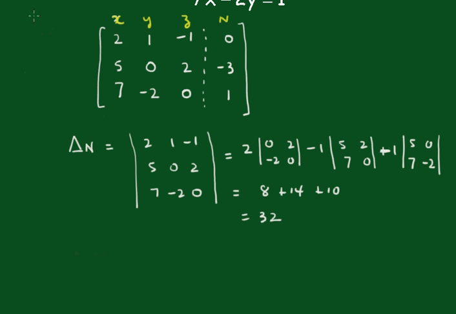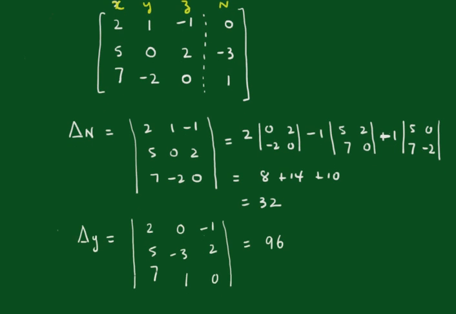Alright, now continuing on, getting the y determinant. So we can say that delta y will be equal to the determinant with the y column replaced with the number column, 0, minus 3, 1, then minus 1, 2, 0. And evaluating that determinant, we get the result of 96. So we've got 96 for that one.